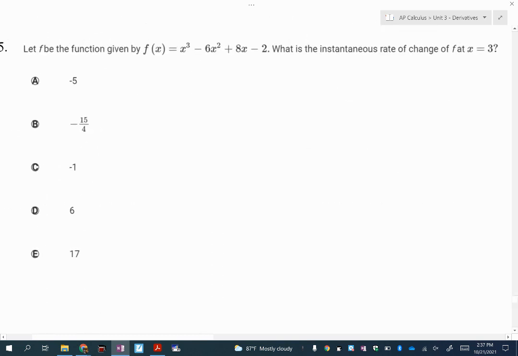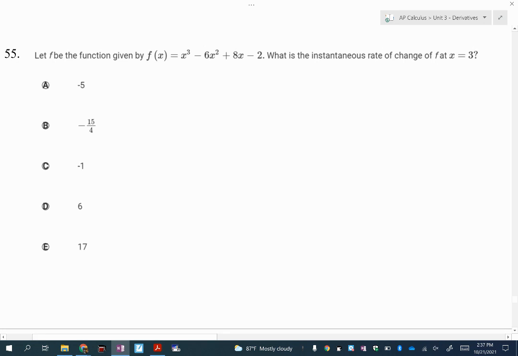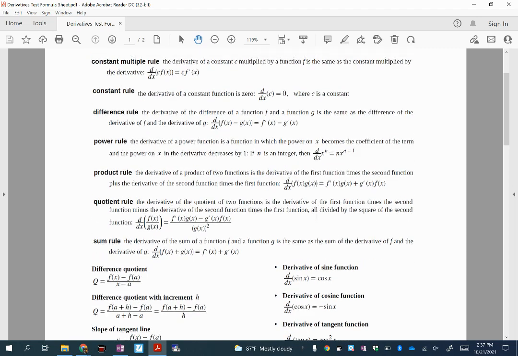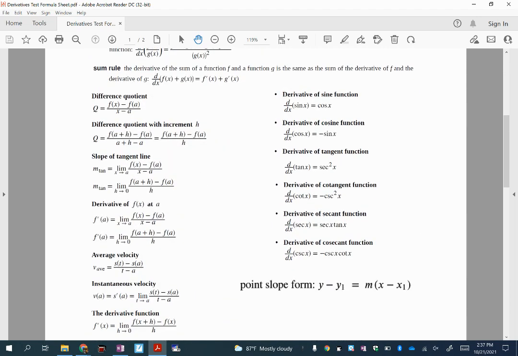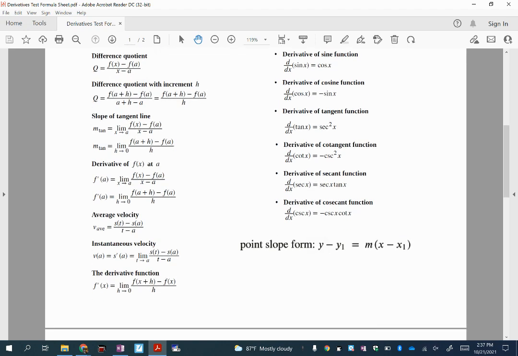55, almost there. We have a function f of x, and we want to find the instantaneous rate of change of f at x equals 3. So this is saying to find the instantaneous rate of change. I wonder if I put this in the form machine. I don't think I did, but maybe I did. But anyway, the instantaneous rate of change. Oh, I did. Instantaneous velocity. You could use that formula if you wanted to.